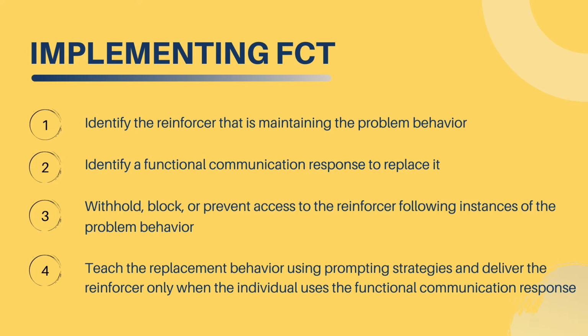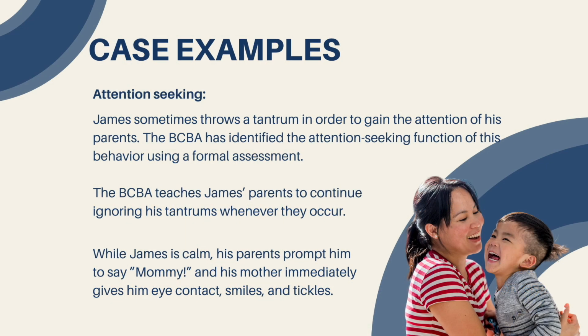We differentially reinforce the communication skill by withholding the consequences the problem behavior was seeking whenever it occurs and using prompting strategies to teach the replacement communication skill, providing the sought consequence for communicating instead. There are several considerations for implementing this strategy, so you should still consider seeking the help of a professional with your specific behavior concern. We can provide a few examples for what functional communication training might look like in practice.